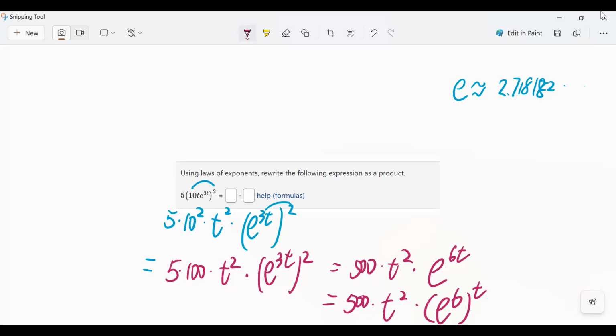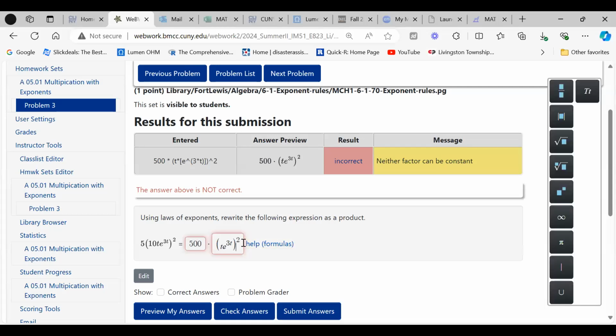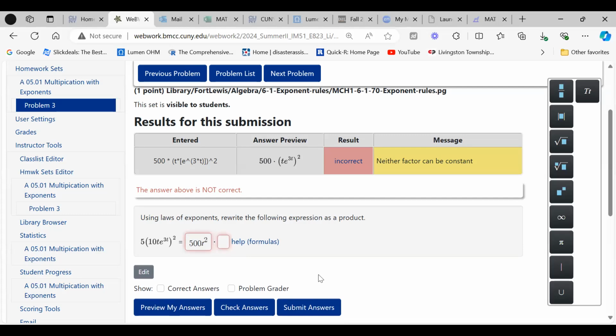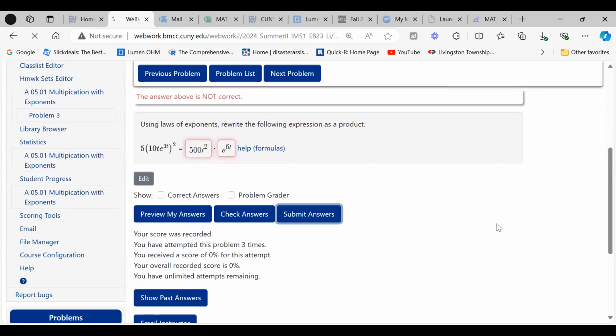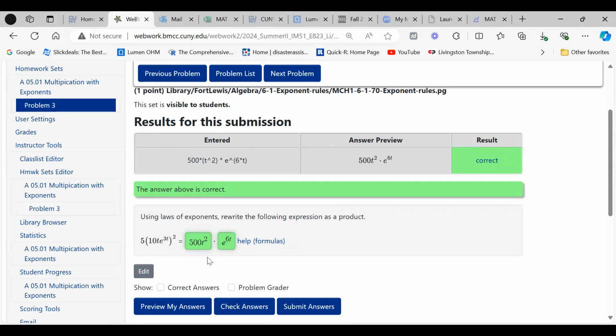Maybe they want this answer, but I'm going to double check. So 500... maybe they want a 500 t squared here. e to the 6t. That could be. Yeah, it is. So we have the right answer all the way.